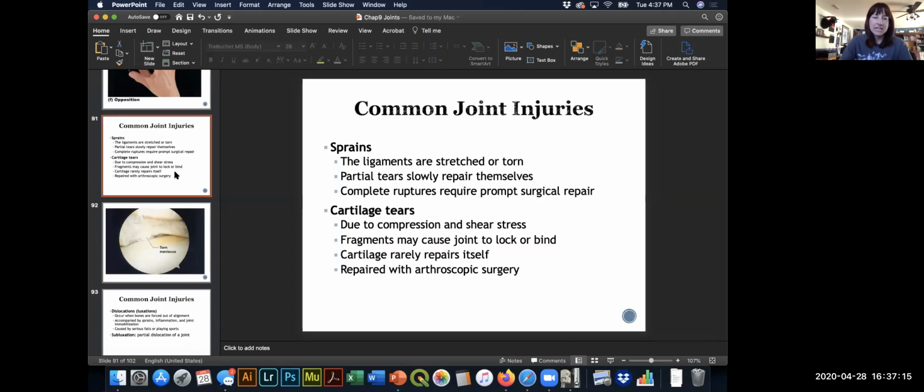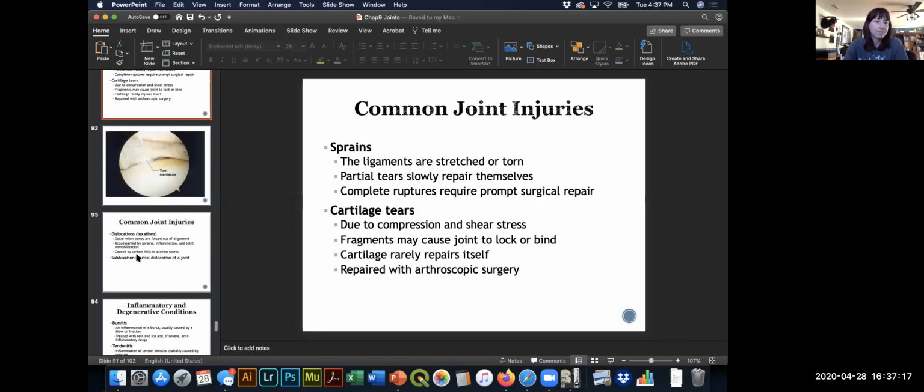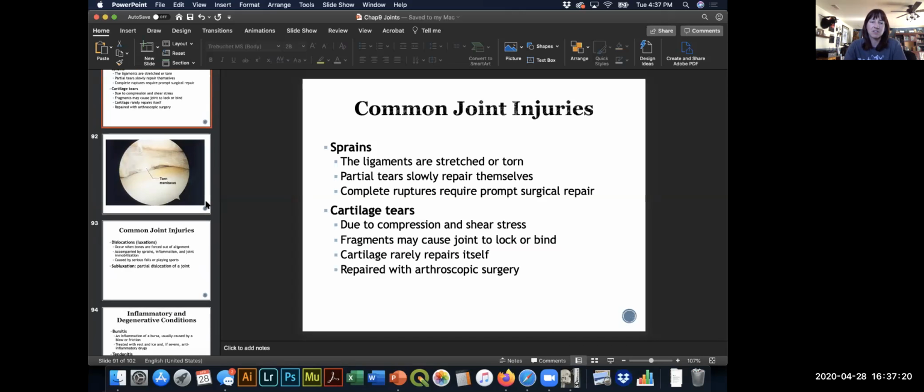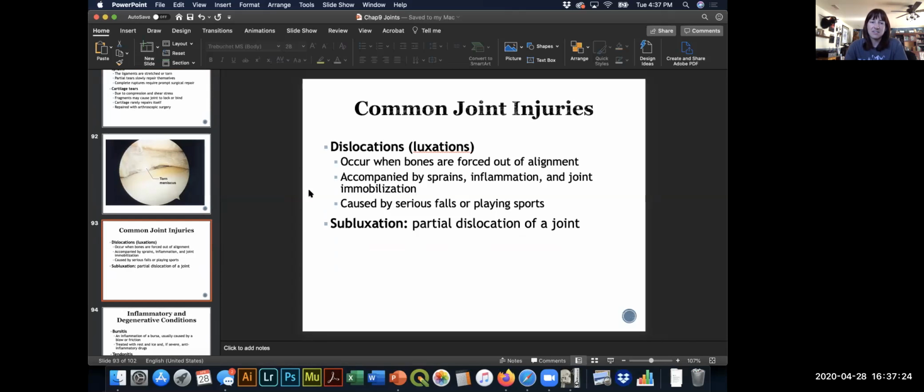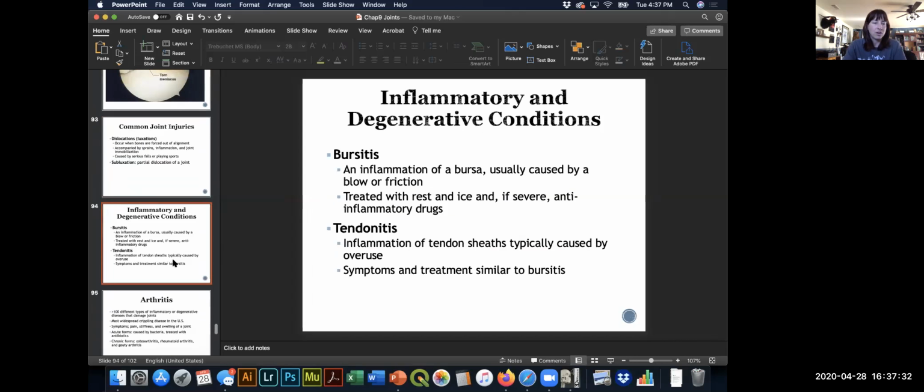Common joint injuries, sprains and tears of the ligaments and cartilage, respectively. We can dislocate joints entirely, which is also known as a luxation. Subluxation is only partial dislocation. You can have inflammation of the bursae in your joints, right? So the bursae of your joints.